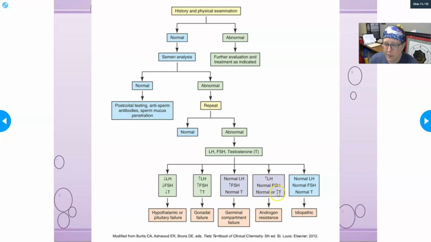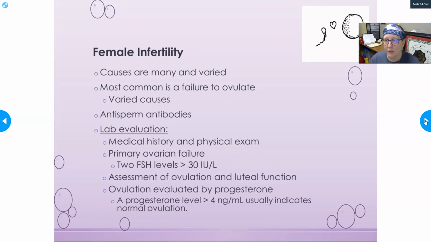If the LH is increased and the testosterone is increased or potentially normal with a normal FSH, then it could be androgen resistance, meaning just like insulin resistance, the signals, the cues are there, but they're not properly binding on receptors or something, and the messages aren't going through. And then if everything is normal, it's idiopathic, meaning we don't know what causes it, right? Fancy way of saying we don't know.